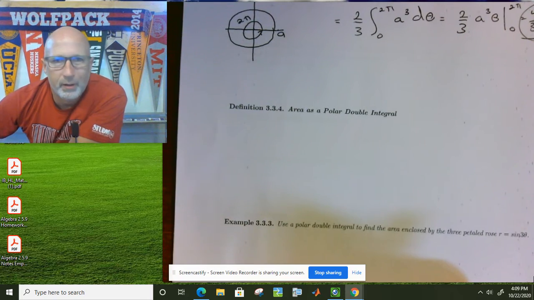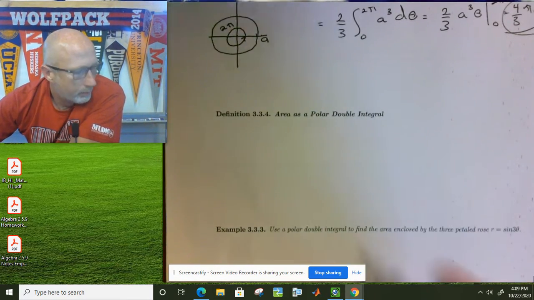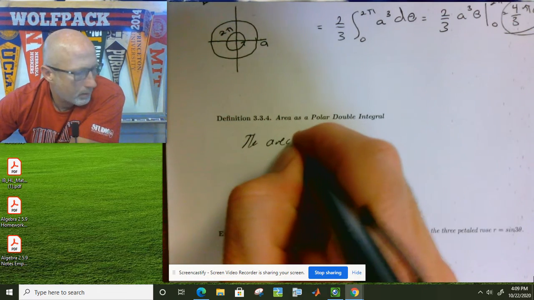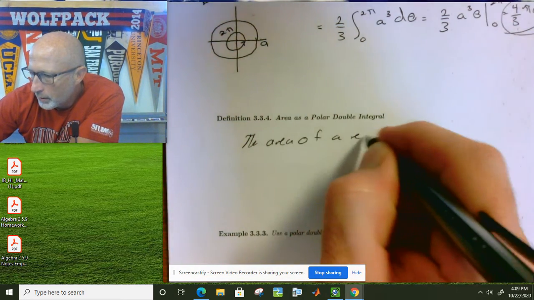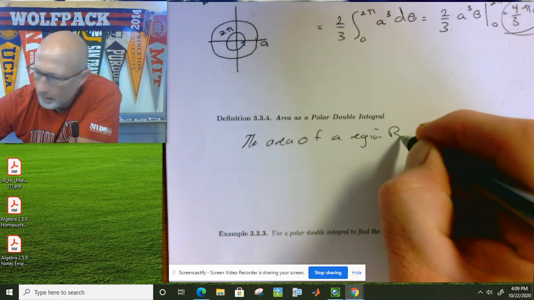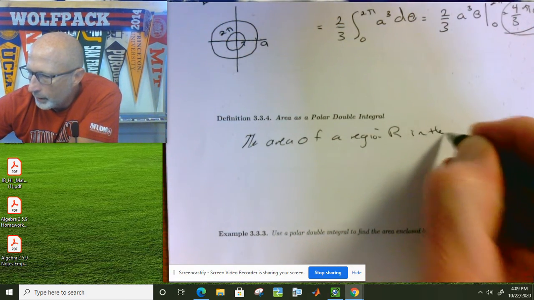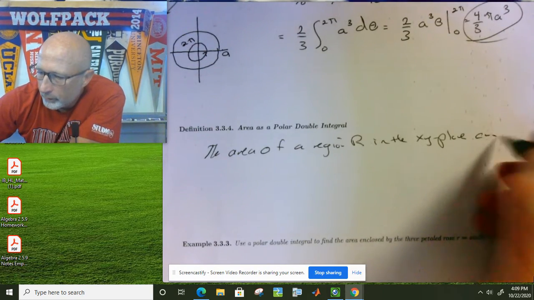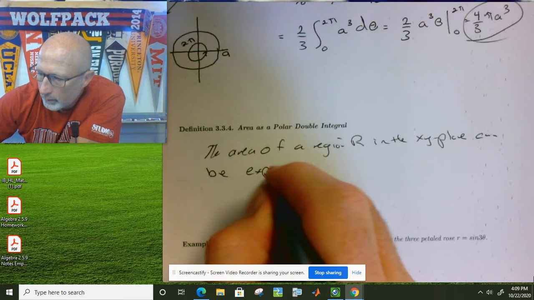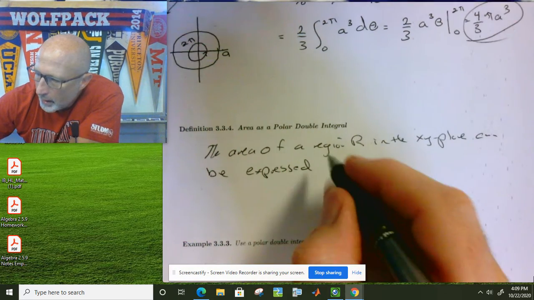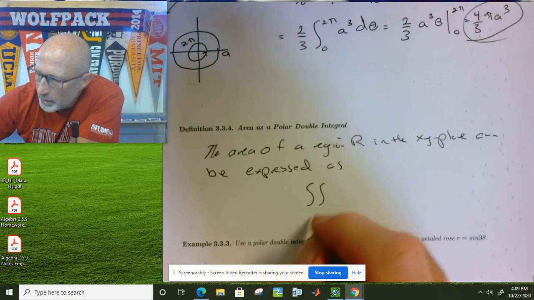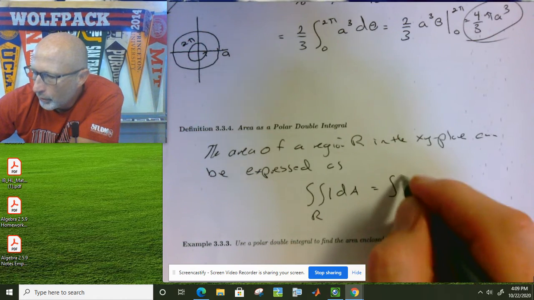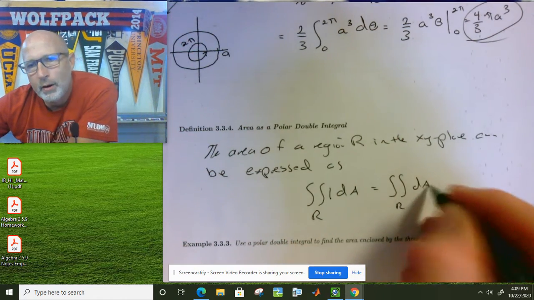3.3.4. Okay, the area of a polar region. So the area of a region R in the xy plane can be expressed as the double integral over the region R of 1 dA, which is just equal to the double integral over the region R dA.